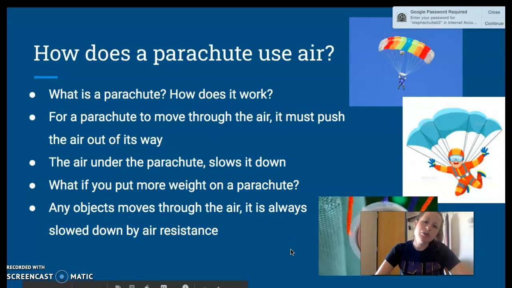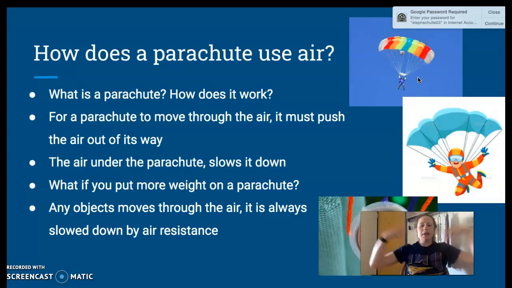How does a parachute use air? So this is a parachute and it helps people get down from the sky, or some people might just do it for fun. They usually have it on their backpack. They have a backpack on them and then they hit a button and then the parachute goes up. Why can't they just fall from the sky without a parachute? Because it slows them down so they don't just come flying through the sky. So the parachute slows them down.